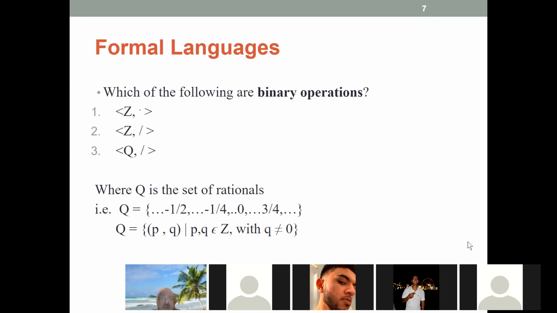So none of them are binary operations. The integers with respect to multiplication, that's binary. There were no exceptions. 6 times 7, we said, was 42. 0 times 1,000,000 is 0. The integers with respect to division, that's not a binary operation, because 13 divided by 2 is 6.5, and 6.5 is not an integer. Closure insists that the result be from the same set that the operation was from.